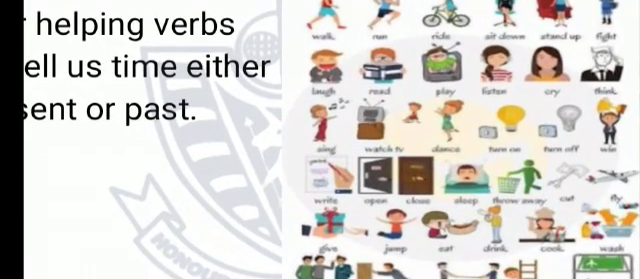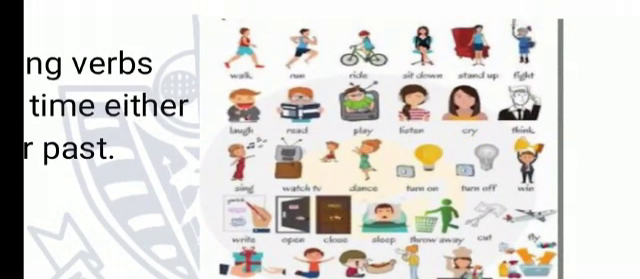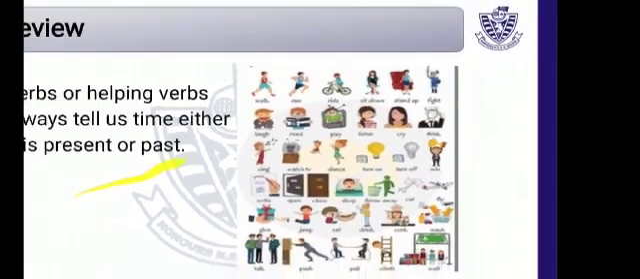Look at the picture here. You have to tell one line about each person. Like, he is walking, he was running. You can use present tense and past tense. You can use both tenses here.